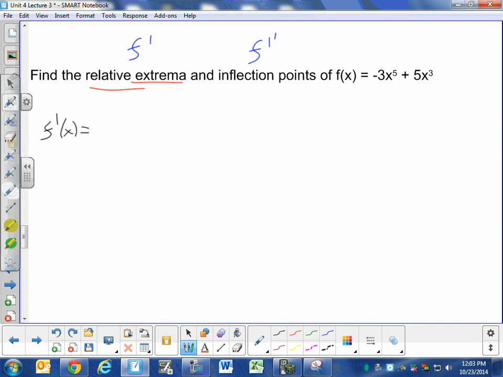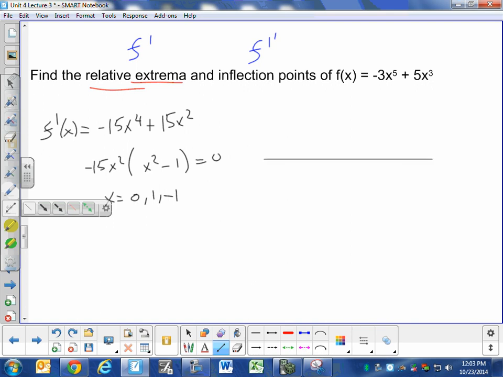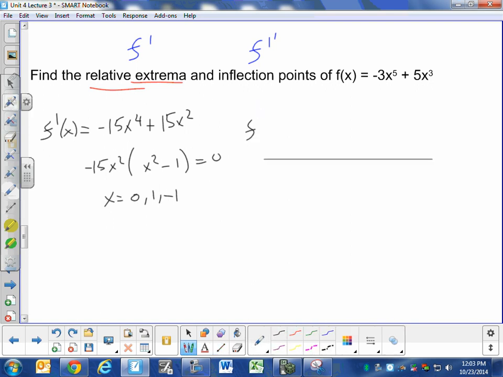We'll take the first derivative, negative 15x to the fourth plus 15x squared. Set it equal to 0. I'll factor out a negative 15x squared. That'll give me an x squared minus 1. This will give me critical points at 0, 1, and negative 1. So let's plot those. And hopefully we'll be able to find our extrema.